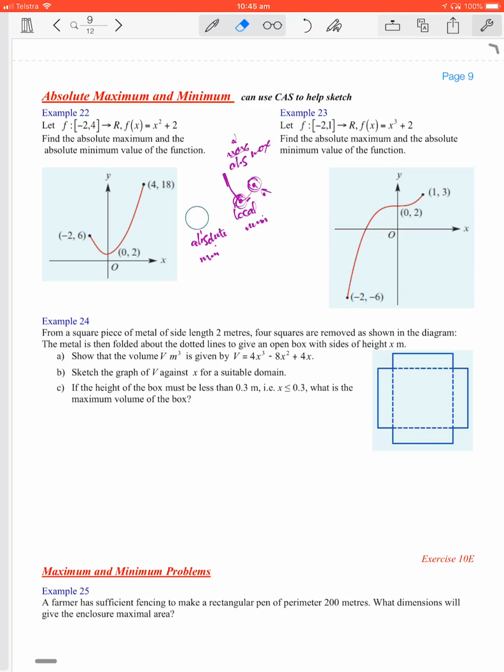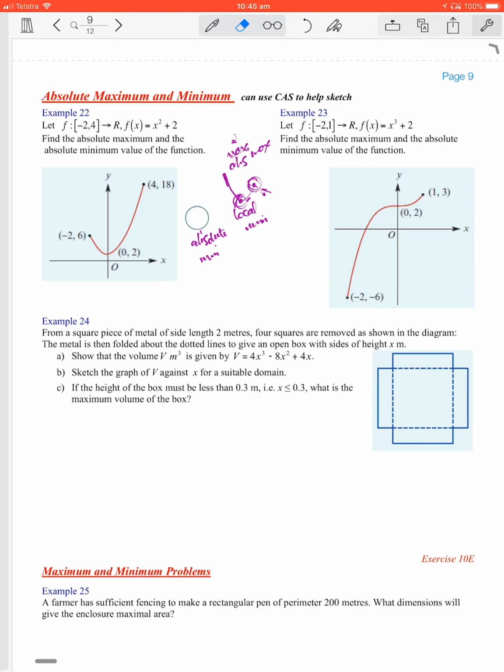So our local max doesn't occur. Our local min is (0, 2). And our absolute min is the same because it's the smallest value on the domain. And our absolute max, we use fmax, and it tells us it's (4, 18). So if it asks what is the absolute maximum, the abs max is our y value, that's 18, and our abs min is also the same as our local min, which is 2. Okay, so that's the difference between an absolute max, absolute min, local max, local min.